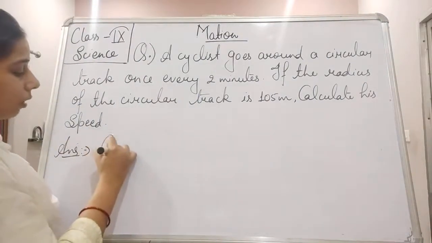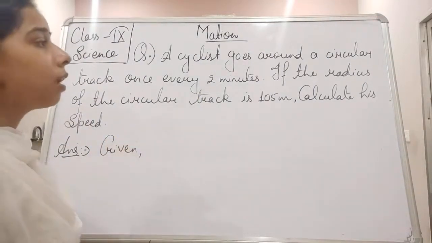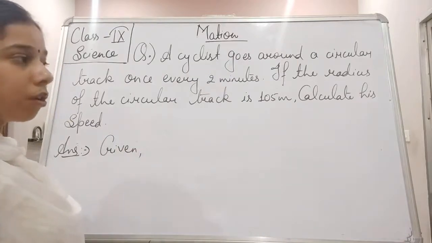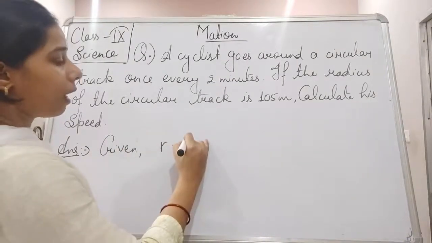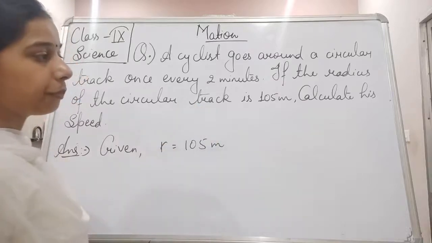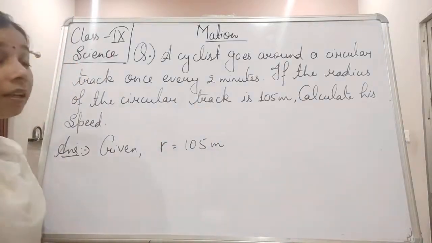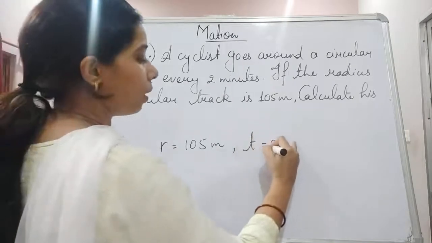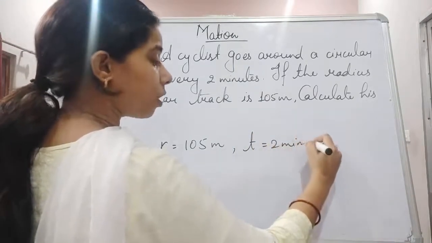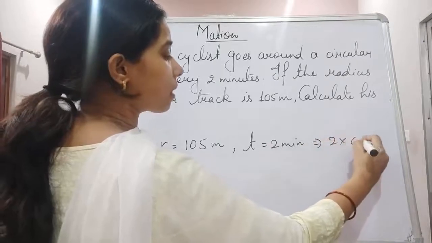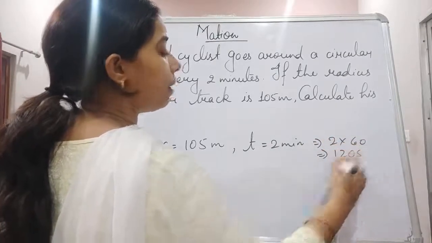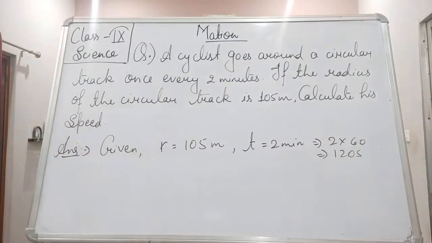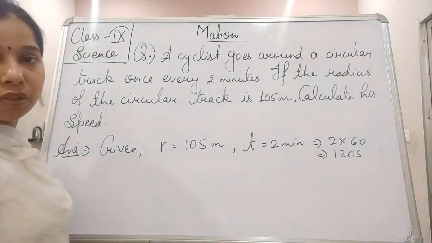So you can see what is given here. The radius of the circular track is given, so r is equal to 105 meters. The other thing given is 2 minutes, so the time taken is 2 minutes. We convert this into seconds: 2 into 60 is equal to 120 seconds. So time is 120 seconds. These are the two things that we got from the question itself.